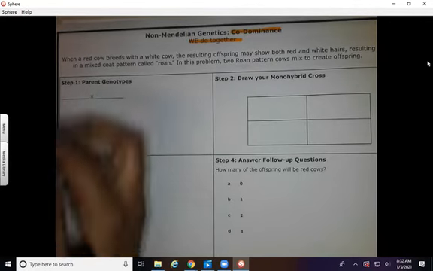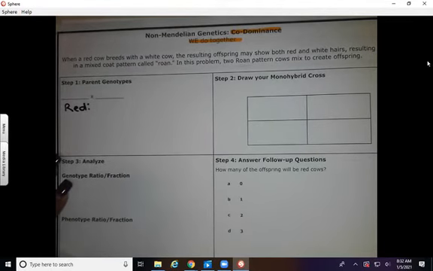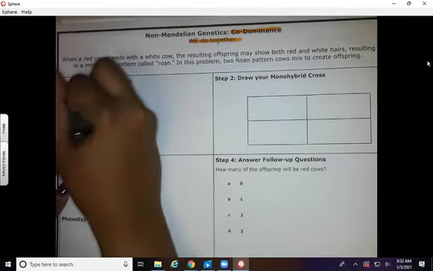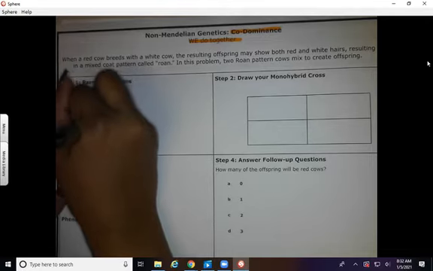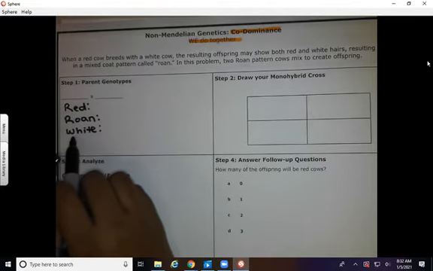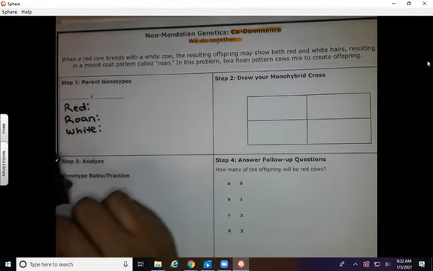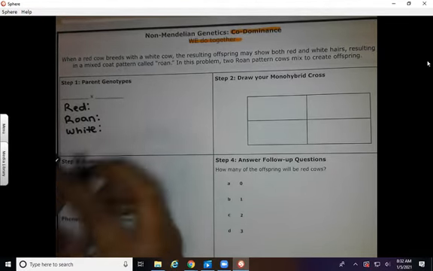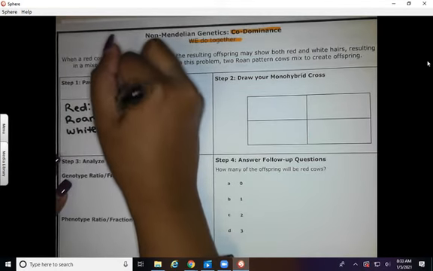Okay, so step one, we need to create a key. There are three different kinds of phenotypes we're seeing. We're seeing red cows, roan cows, and white cows. Okay, so since we're talking about color, I'm going to use the main letter C, and then for red I'm going to use an R, for white I'm going to use a W. So let's see. What would the red genotype be? I'm going to go ahead and show this to you for an example. I'm going to use C big R, C big R. So that's for the red.